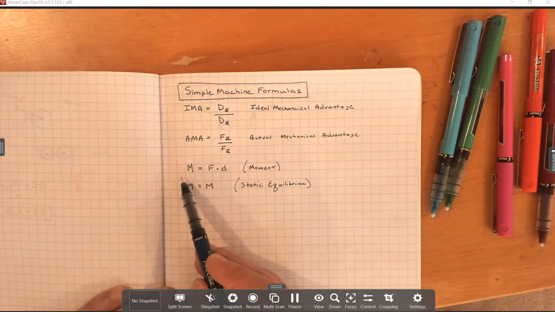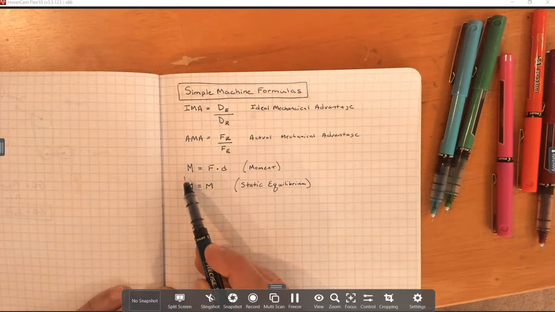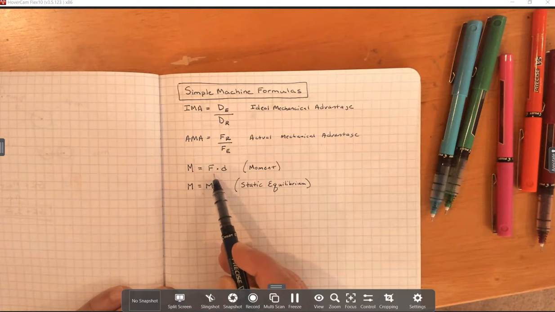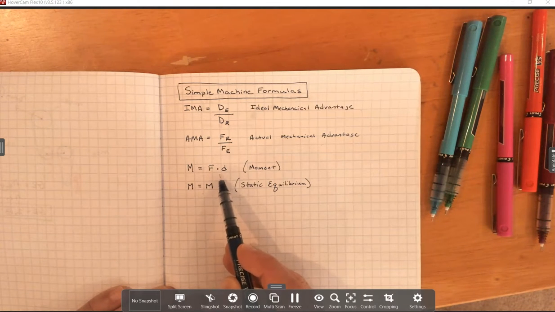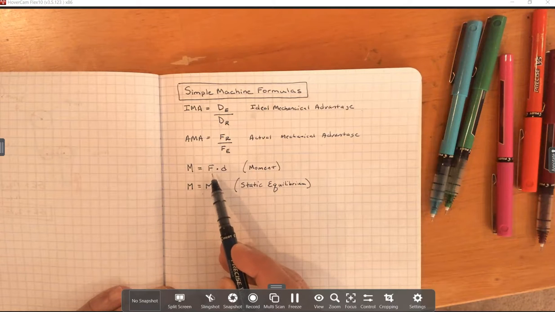The turning effect, or the desire for a lever to rotate and turn, is quantified and called a moment. A moment is the product of the force applied as well as the distance that force was applied from the fulcrum. So how far away is the force and the fulcrum from each other? If you were to apply a force right at the fulcrum, your distance would be 0, and you'd get a 0 moment, and that makes sense.